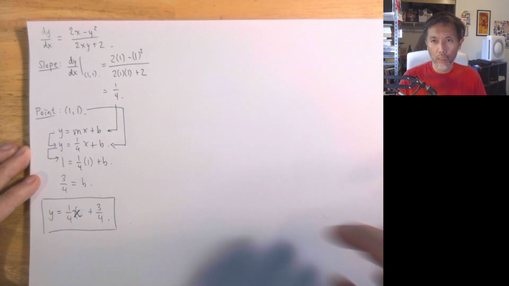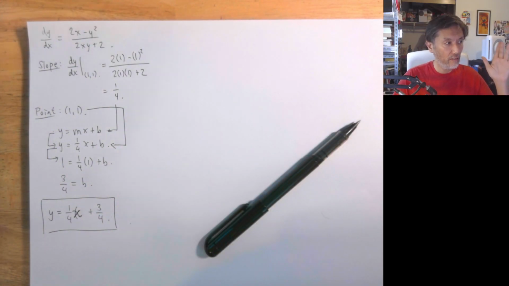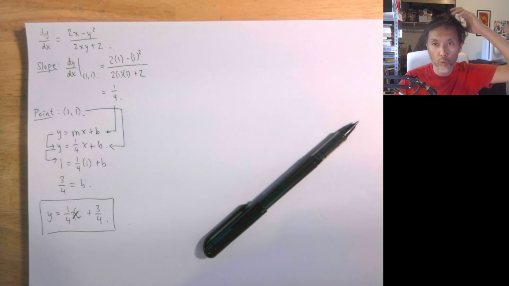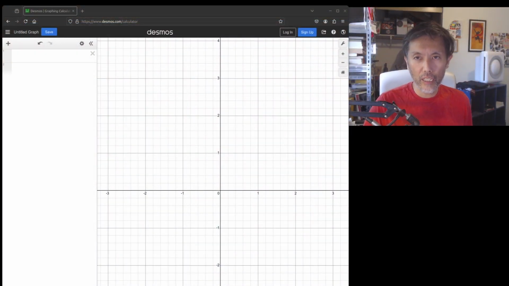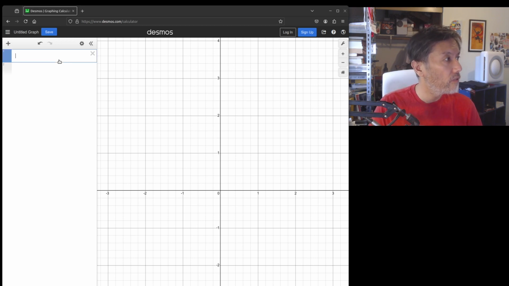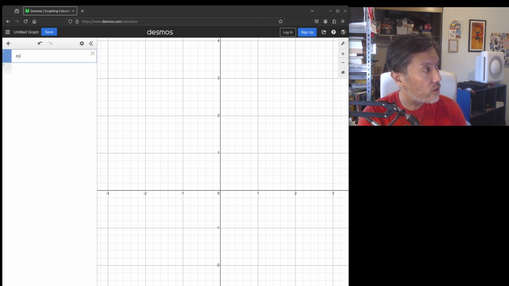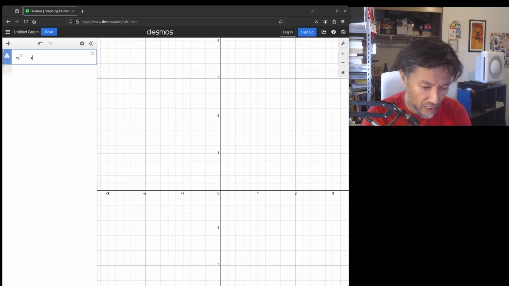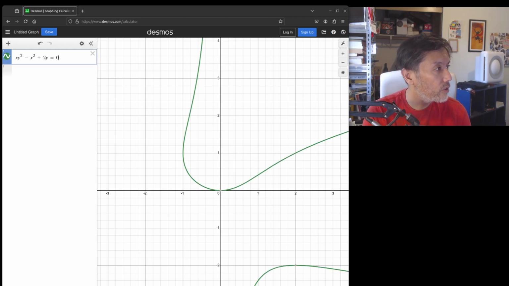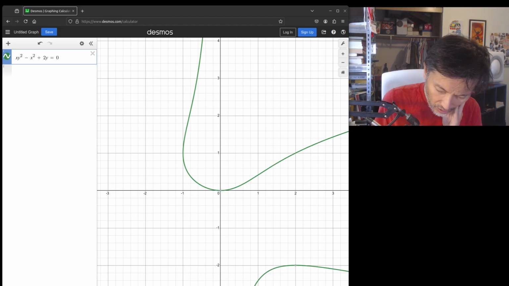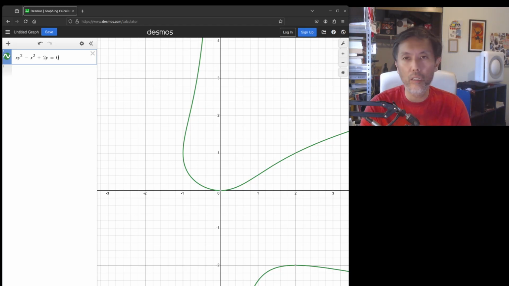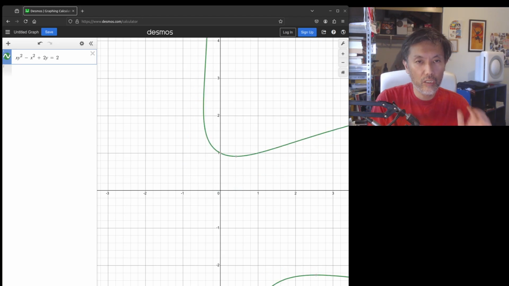All right. Let me show you in Desmos what this curve together with this line look like. So here's Desmos. Let me first put in the equation of the curve. That is xy squared minus x squared plus 2y equals 0. Really? That's what it looks like? Did I do that right? No, I didn't want 0, right? We wanted 2. I apologize. That's what it looks like for 0. Here's what it looks like for 2.